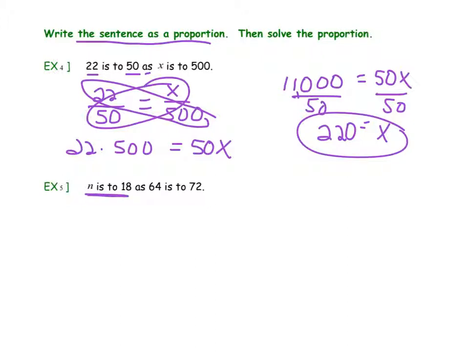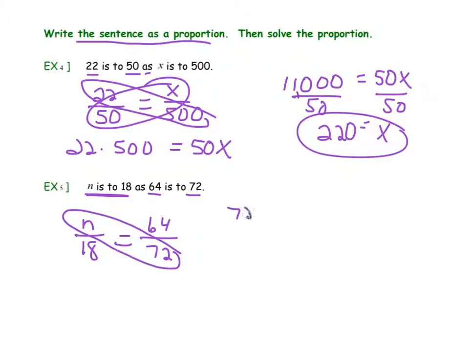n is to 18, so I write that as a ratio, n is to 18, as, that's an equal sign, 64 is to 72. And then all I have to do, I have my proportion set up, so then I cross multiply, so I'd get 72n, and set that equal to 18 times 64. And then I just solve it. And feel free to use a calculator on these if you need to.